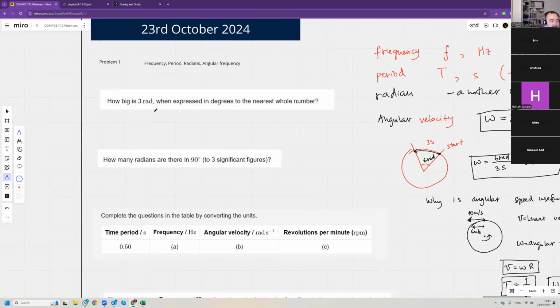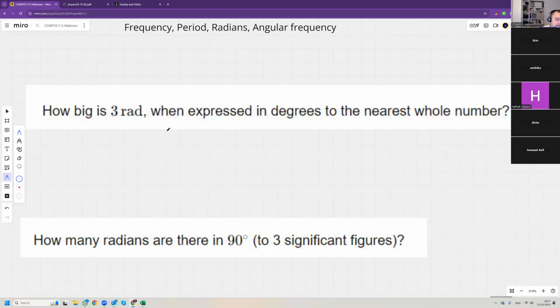How big is 3 radians when expressed in degrees to the nearest whole number? When I said that 1 radian is about 57 degrees, if you want to convert radians into degrees, you need to multiply by 180 divided by pi, because pi radians is 180 degrees. But you already know this. 180 divided by pi times 3 is 172 degrees. So 3 radians is approximately 172 degrees.